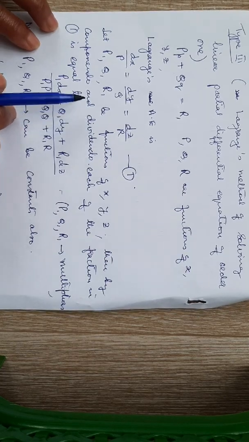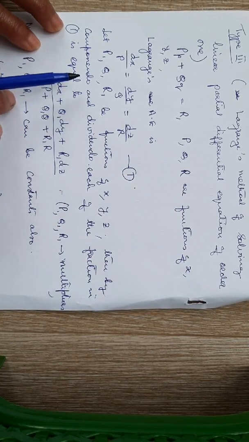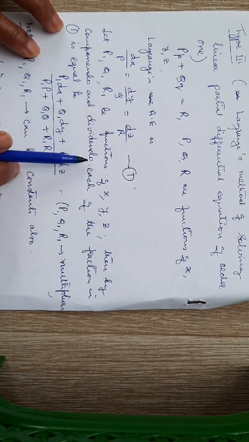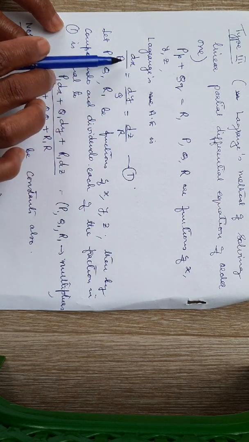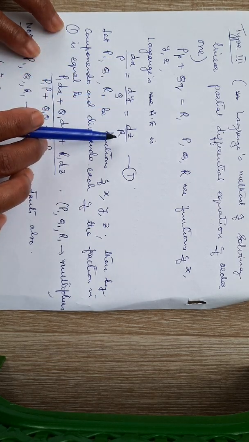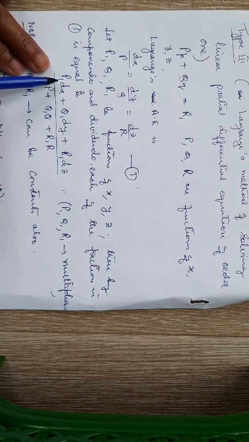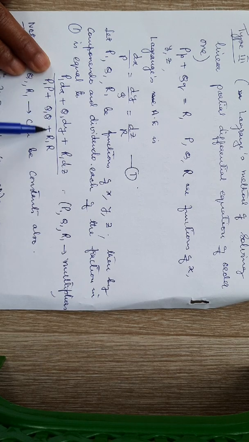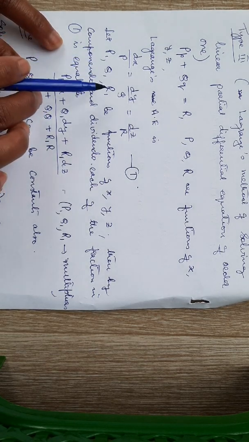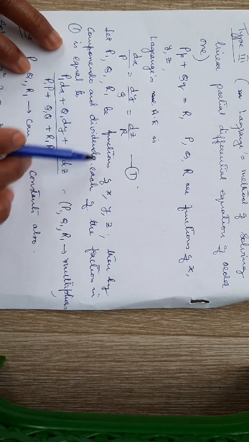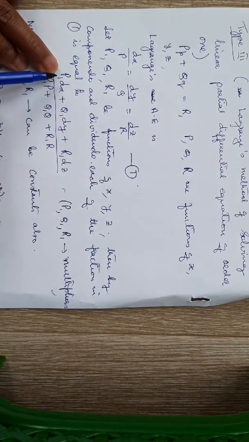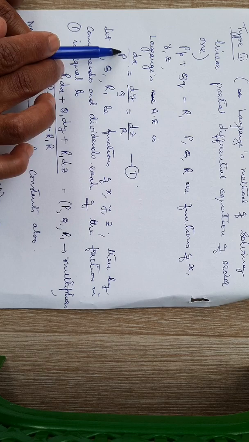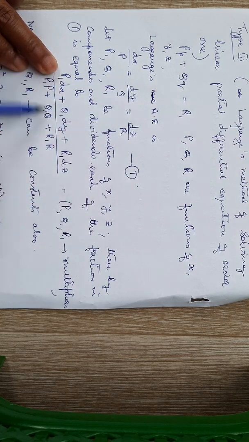As you all know, by using componendo and dividendo, each of these fractions dx/P = dy/Q = dz/R will be equal to (P1 dx + Q1 dy + R1 dz)/(P1 P + Q1 Q + R1 R). By the well-known result of componendo and dividendo, you multiply dx by P1, dy by Q1 and dz by R1 and then add.